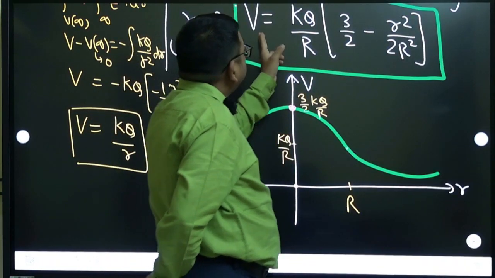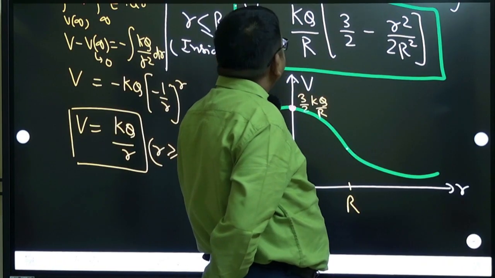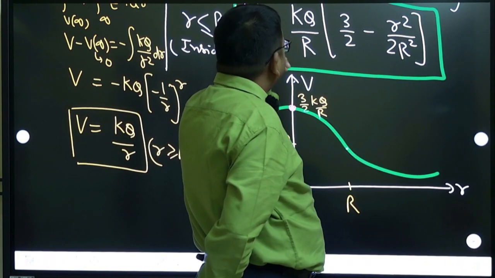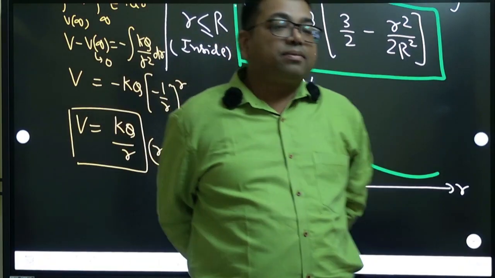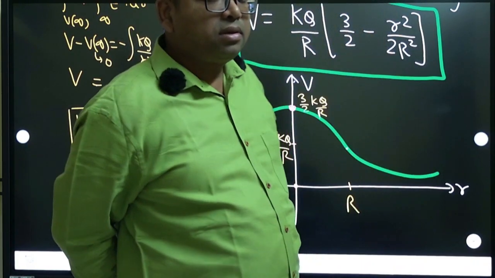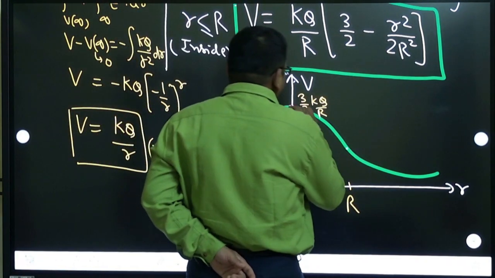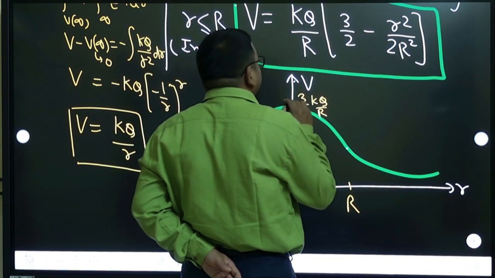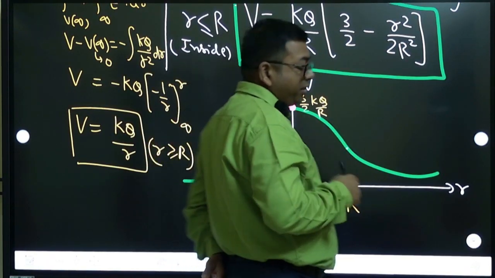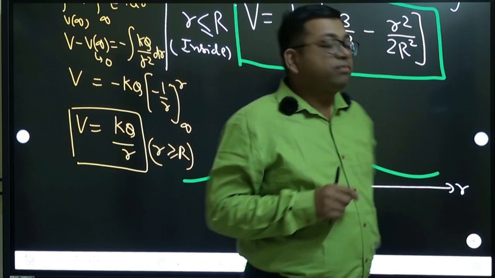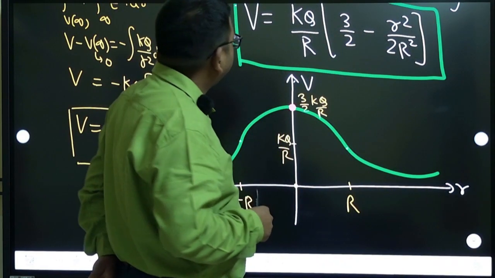Because when you differentiate potential, this is for points inside, dV by dr. Actually, what does the slope represent? dV by dr represents the electric field, which is minus dV by dr. Here you can calculate the potential, but I think it will not be defined. You can try to find that out.